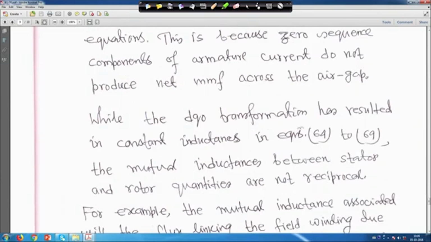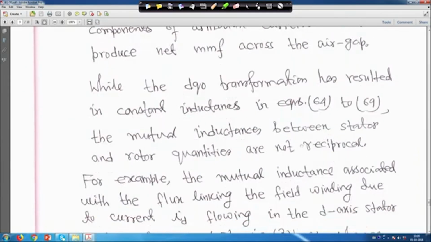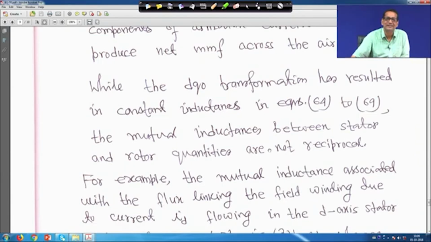While the dq0 transformation has resulted in constant inductances in equations 64 to 69, the mutual inductances between stator and rotor quantities are not reciprocal. Not reciprocal means, for example, something like A12 is not equal to A21. That can be made reciprocal when we go for the per unit system for the synchronous machine with appropriate base quantities. We will see that later in detail.